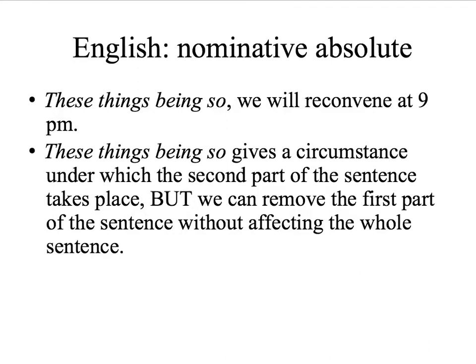In English, we have something called a nominative absolute, and it shows up in sentences like this one. These things being so, we will reconvene at 9 p.m. The opening words of that sentence, these things being so, give a circumstance under which the second part of the sentence takes place. But we can get rid of these words and not affect the original sentence at all. We will reconvene at 9 p.m. is a perfectly fine sentence.